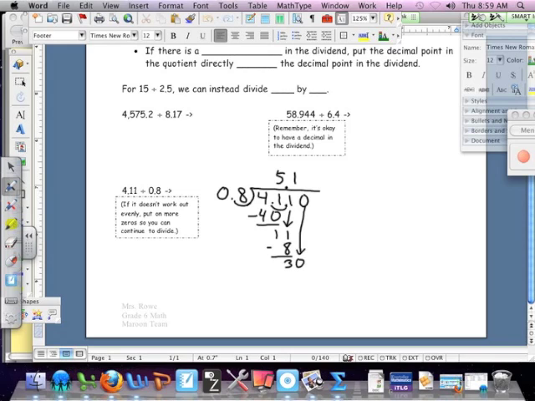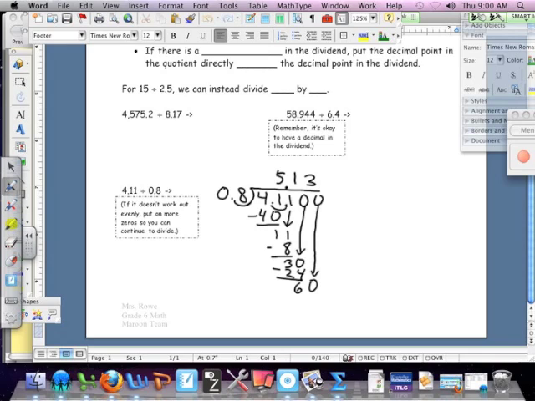How many times does 8 go into 30 without going over? 3. Because 8 times 3 is what? 24. And I subtract 30 minus 24, and what do I get? 6. 6 is less than 8. Sister doesn't have to yell at us, so brother can bring down another 0.